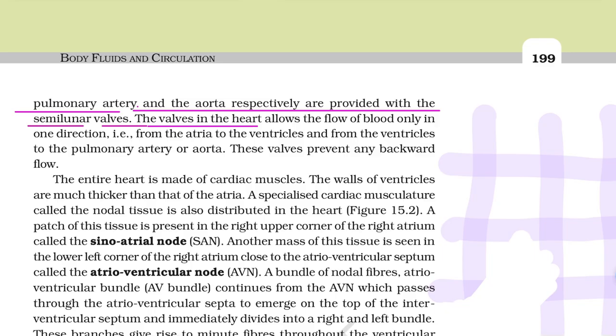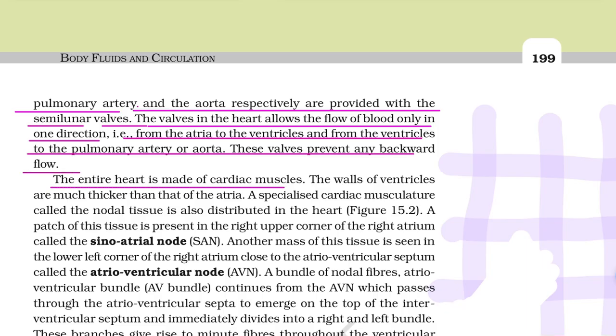The valves in the heart allow the flow of blood only in one direction. It means from the atria to the ventricles and from the ventricles to the pulmonary artery or aorta. These valves prevent any backward flow. The entire heart is made up of cardiac muscles. The walls of ventricles are much thicker than that of atria. A specialized cardiac musculature called the nodal tissue is also distributed in the heart.